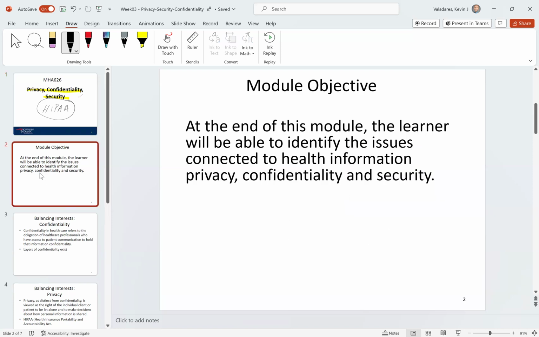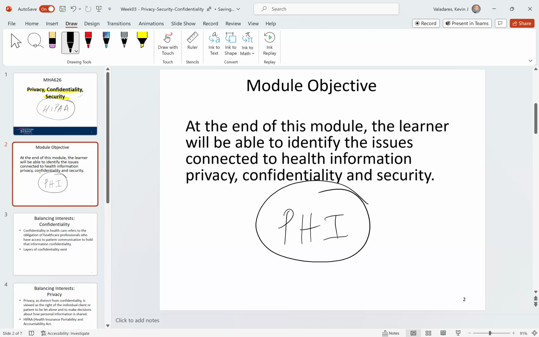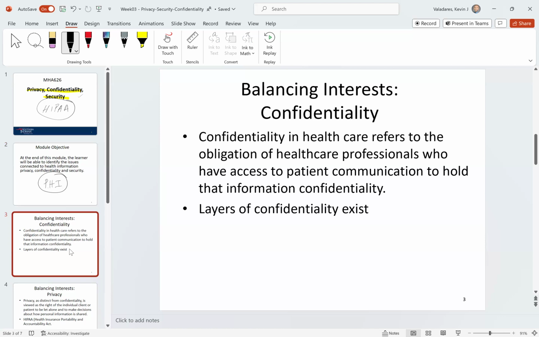I'm hoping that by the end of this, and it's going to be a fairly short YouTube video, you're able to identify some of the issues connected to privacy, confidentiality, and security, but it does relate to protected health information. That's the key aspect here, which falls into a variety of categories. We'll shuffle through a few things. So why don't we start with this concept of confidentiality?